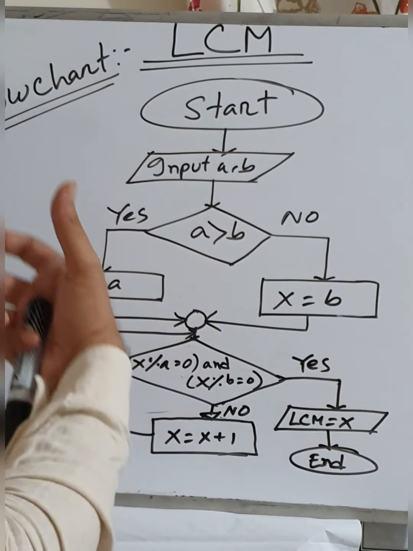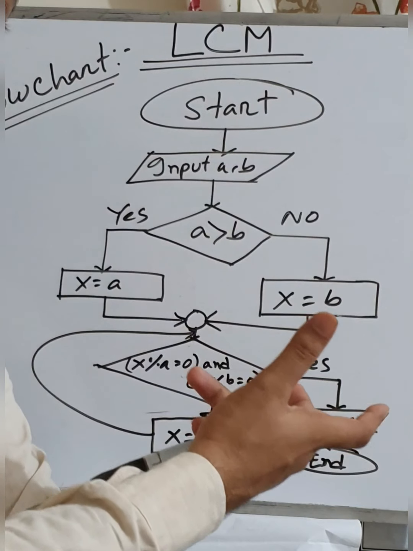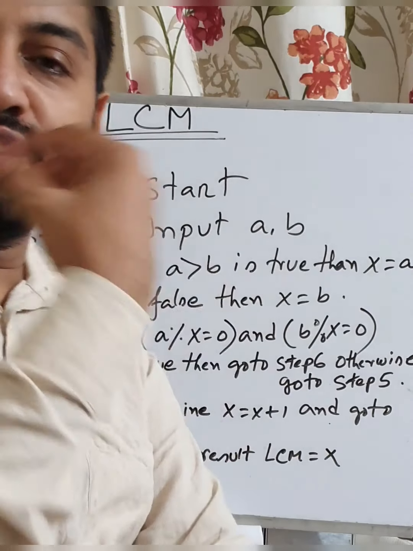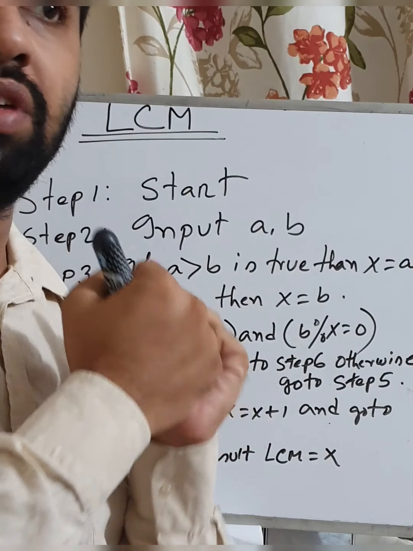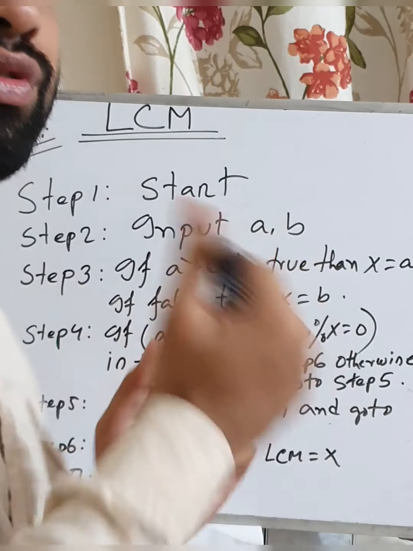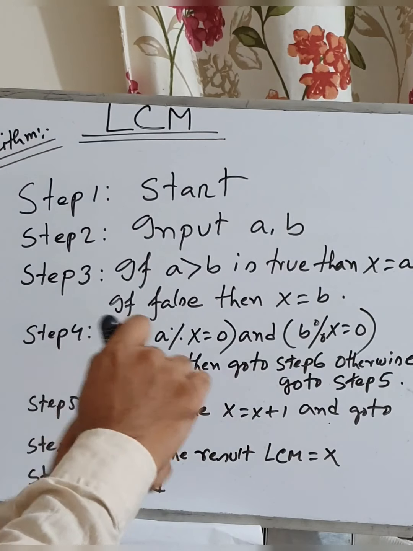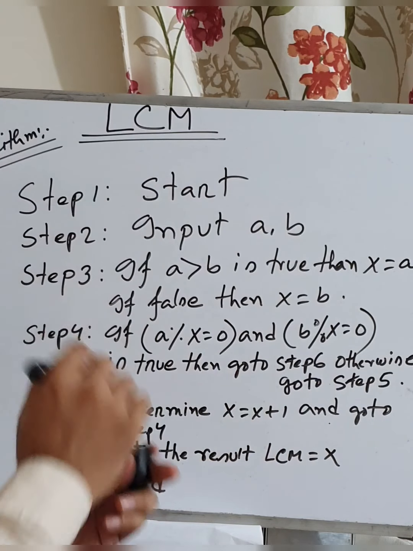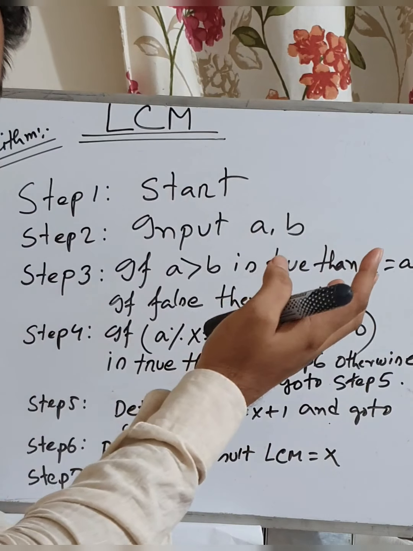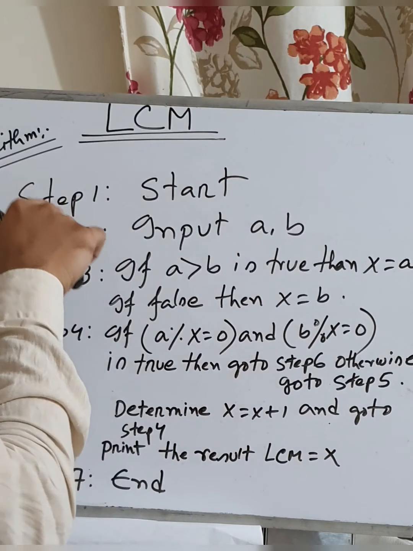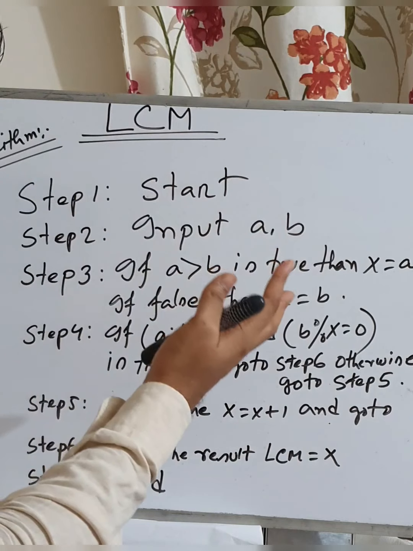Then I will show you the algorithm part. I'm coming to the last part of my video. I know you already understand my calculation in the flowchart part. Now I'm showing you the algorithm part. So in step 1, you see in the flowchart part we have a start. Similarly, we have the same in the algorithm part.